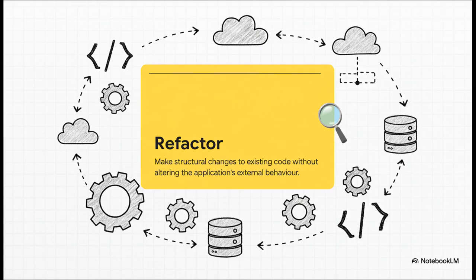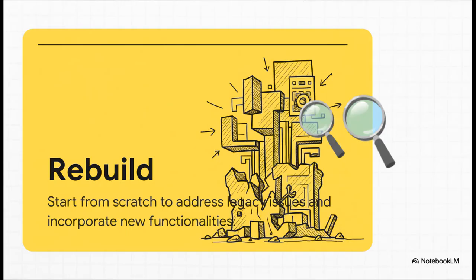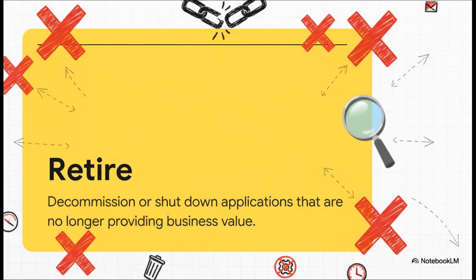From the outside, the application looks and feels exactly the same to the user, but on the inside, it's way more efficient and powerful. Rebuild. This one's the big one. It's the most intensive option because you're literally starting from scratch, rewriting the whole application from the ground up. You do this when the old problems are just baked into the foundation and you need to build in brand new capabilities. Sometimes the smartest move you can make is to just retire an application. If a system is redundant or it's just not delivering any real business value anymore, shutting it down frees up time, money, and people for things that actually matter.